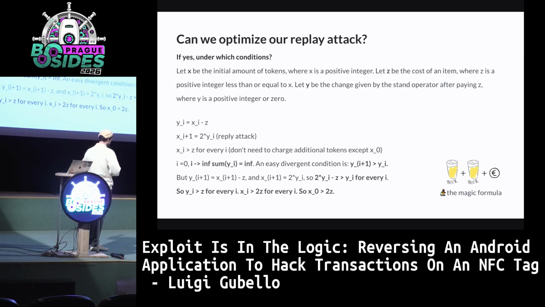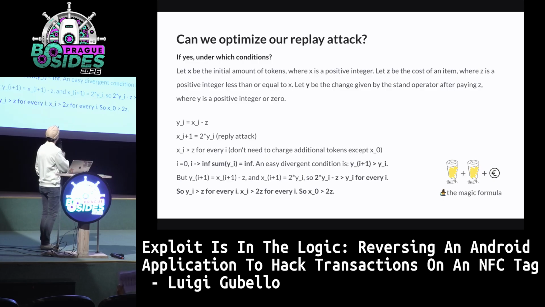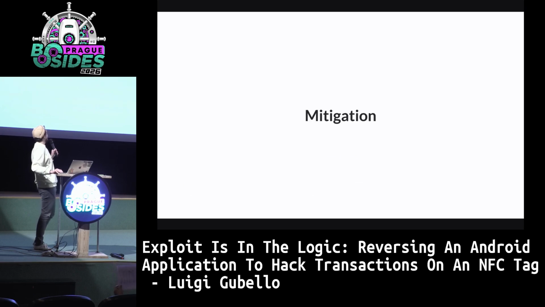So the magic formula in this specific application logic was, due to that minor that was not minor or equal, I can do a replication attack on the operator slot, and now I need to find a condition to minimize the amount of tokens. And the divergent condition is the reason why you can drink for free just paying 2 beers plus €1 to a festival. Mitigation. How can you mitigate it?